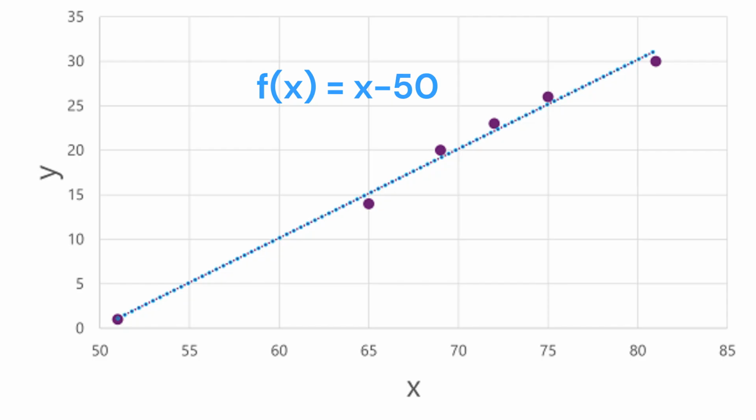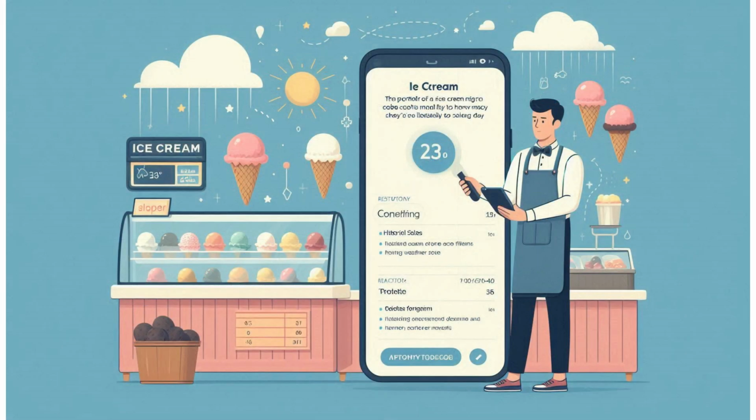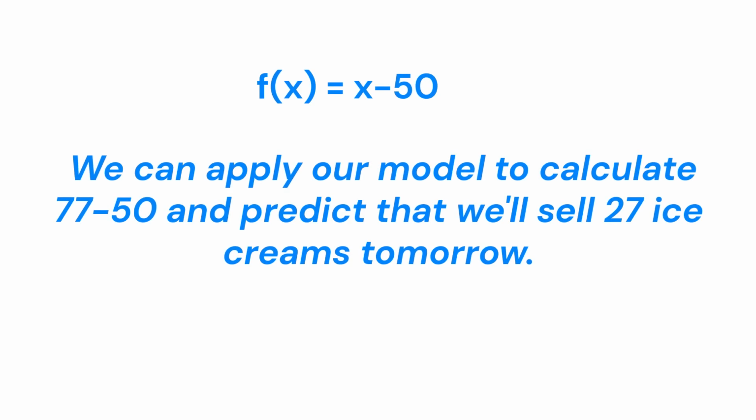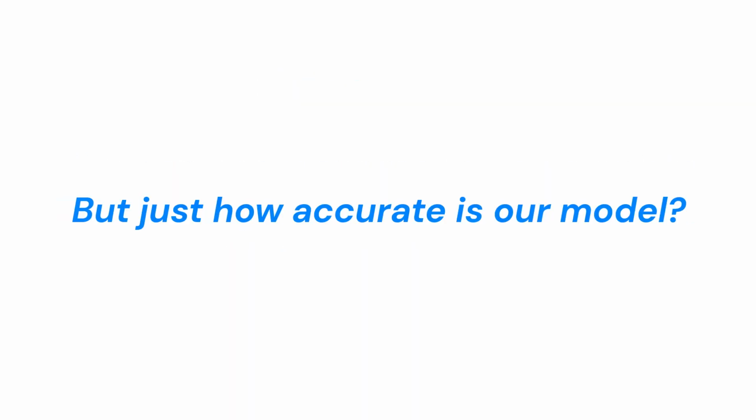You can use this function to predict the number of ice creams sold on a day with any given temperature. For example, suppose the weather forecast tells us that tomorrow it will be 77 degrees. We can apply our model to calculate 77 - 50 and predict that we'll sell 27 ice creams tomorrow. But just how accurate is our model?